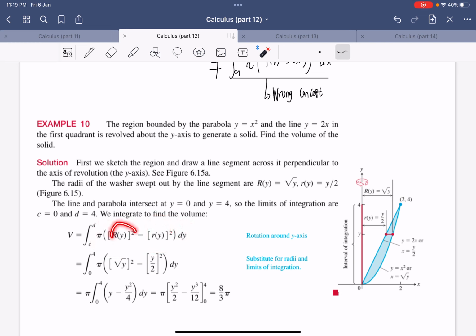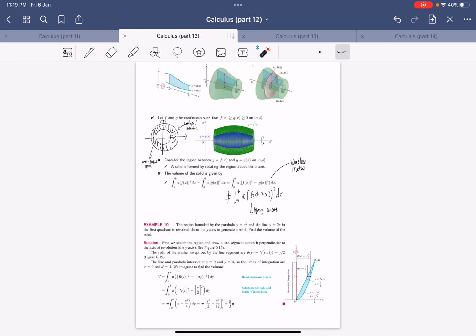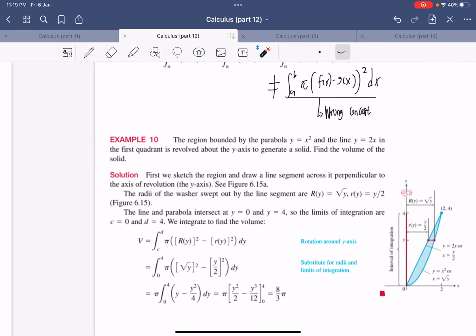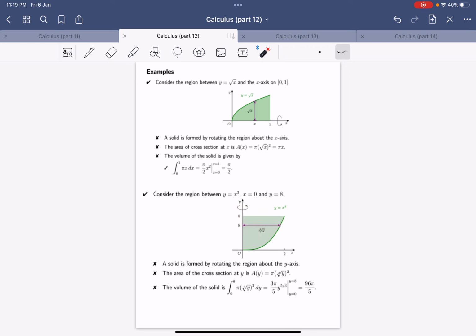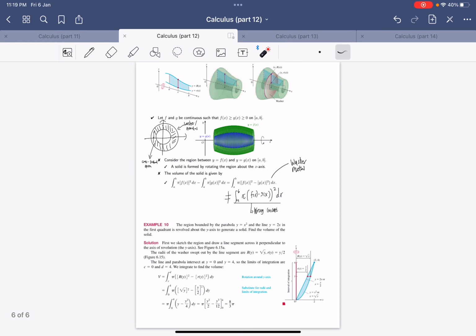In which case, it means that it's big R(y) squared minus small r(y) squared. So it's square root y, squared, minus y over 2, squared, which then is just a simple polynomial which you can integrate easily. Of course, not always will it be such an easy function, but in this case, we use an easy example to illustrate our point of what this method is, which is basically just how the volume of revolution formula is created, and the washer is an extension of that because you just take one volume minus the other.